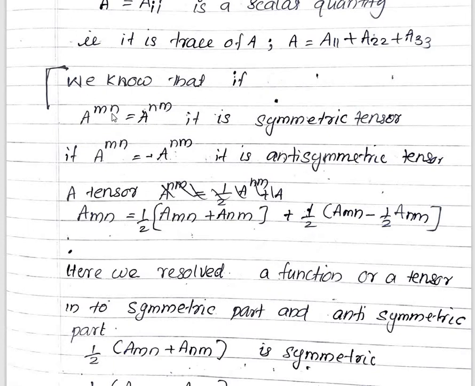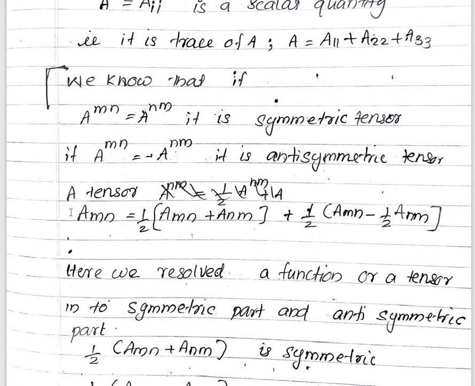It may be represented as a contravariant tensor, and we can represent it as covariant as well. In the case of covariant tensors also, Amn in the subscript is equal to Anm in the subscript, for a second rank symmetric tensor. Or if Amn is equal to minus Anm, it is an anti-symmetric tensor.